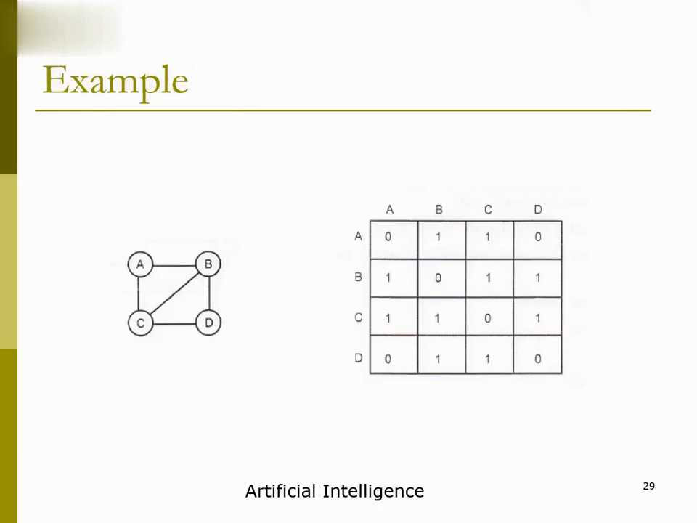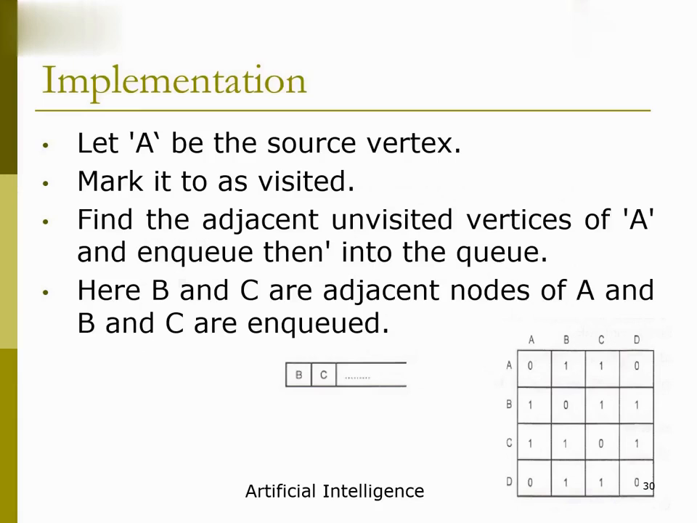For example, this is the graph, and this is the adjacency matrix representation of the graph. Now let us consider A to be the source vertex. That A is marked as visited. Using this adjacency matrix, when we are finding the adjacent nodes to A, we find B and C are the adjacent nodes of A. So these B and C are enqueued like this. We are putting it in a queue.